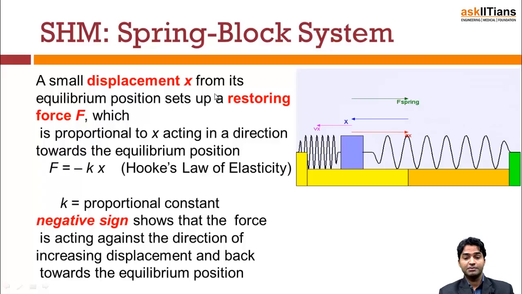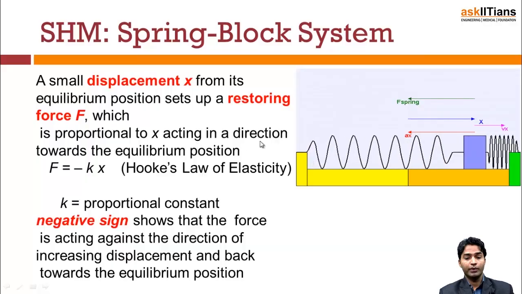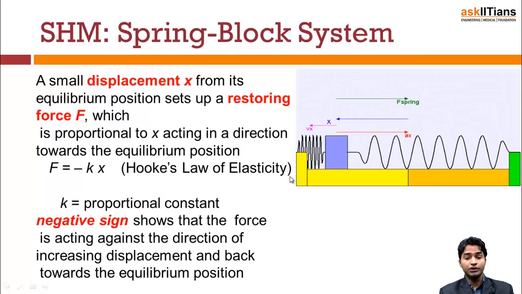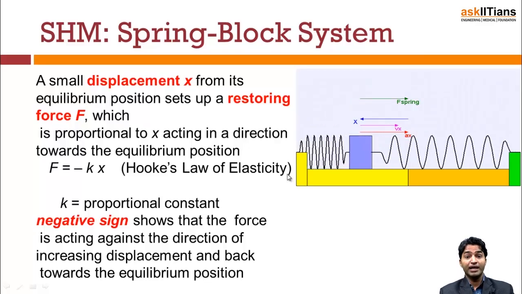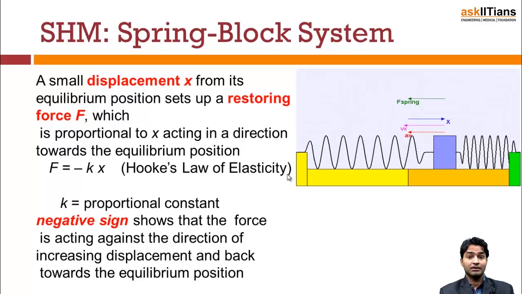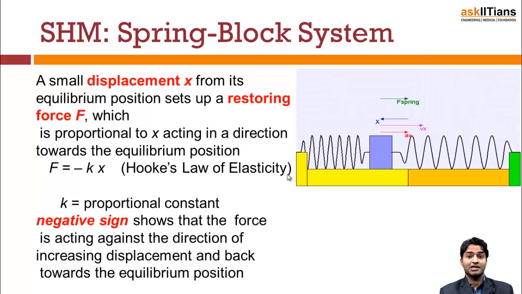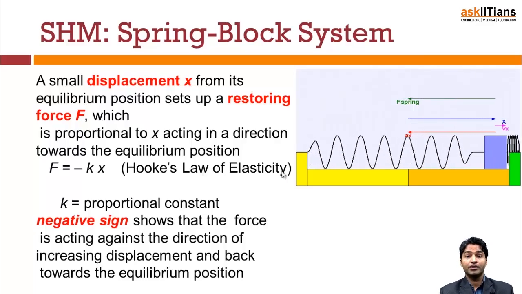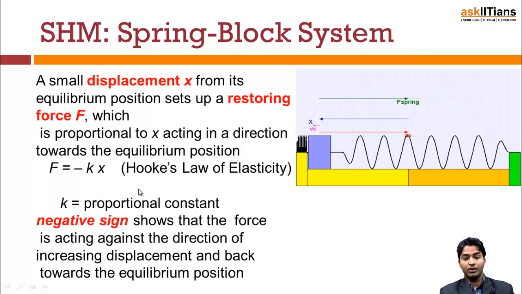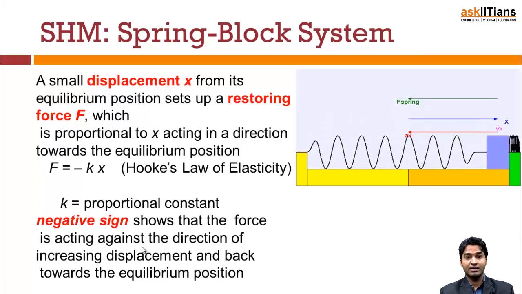So we can say a small displacement x from its equilibrium position sets up a restoring force, which is proportional to x, acting in a direction towards the equilibrium position, in which F is equal to minus kx. It is just due to Hooke's law of elasticity. Hooke stated that whenever we apply an external force to a spring system, the restoring force, meaning the force due to a spring, is directly proportional to the negative of the displacement. To remove that proportional sign, we put in Hooke's constant k, which is a characteristic of the spring quality. Now, the negative sign means the restoring force is in the opposite direction to the displacement in the system.